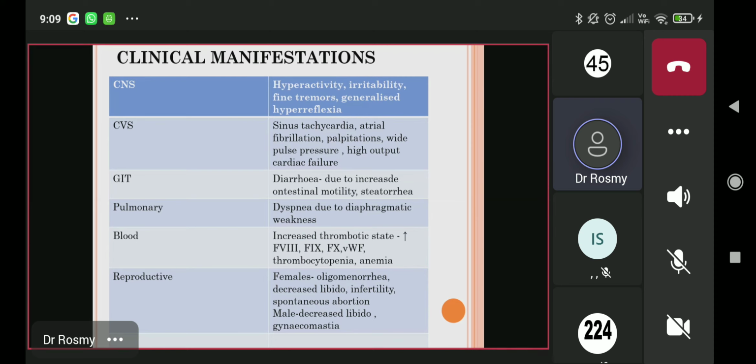Or hyperreflexia. Like I told in hypothyroidism, if you elicit the reflex, there will be a delayed contraction and a delayed relaxation. Here it will be brisk and fast. So that is one thing in hyperthyroidism. And if you put your hand on the pulse, there was a bradycardia or a generalized slowing of the pulse. Here it will be a fast pulse, tachycardia.